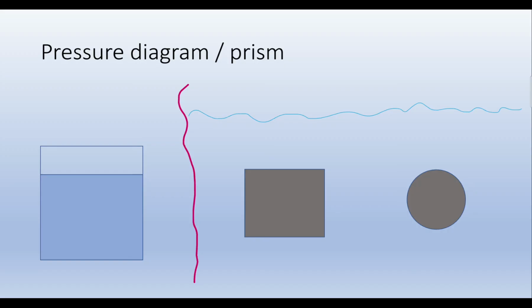Okay. Now this is quite an interesting thing, my dear people, about the pressure diagram or the pressure prism. Now, I told you that the pressure experienced by bodies depends on the height. So let us take this particular square body, a cube that is immersed in water. This is supposed to be the surface of water.